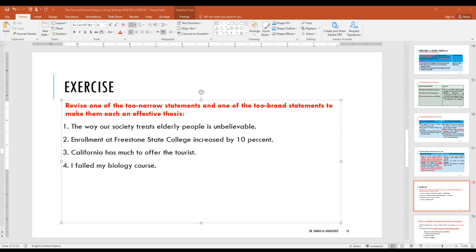How about the second one? Look at the second sentence: enrollment at Freestone State College increased by 10%. Is this too narrow or too broad? Yeah, this is too narrow. Excellent. Now, how to make it specific, not too general, not too specific? There are many reasons why people should consider enrolling at Freestone. Yeah, excellent, Yasin. A very good attempt. What else?